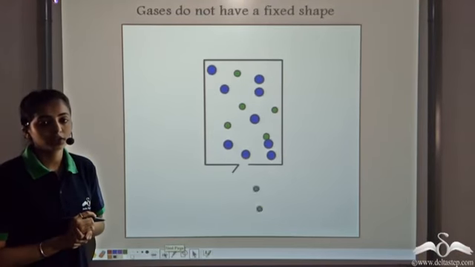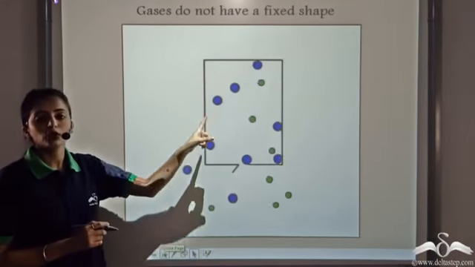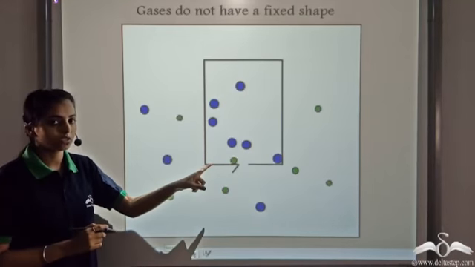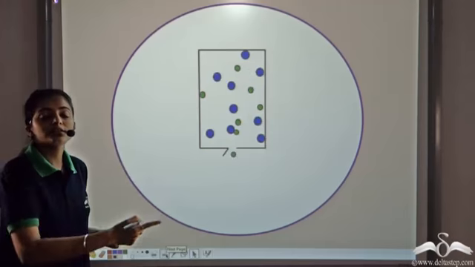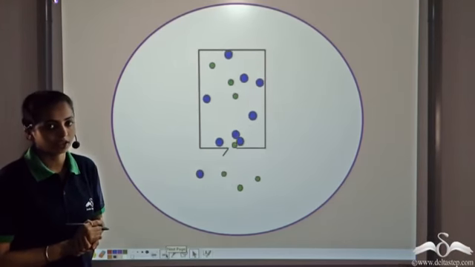Gases do not have a fixed shape. They take the shape of the container in which they are enclosed. Whatever the shape of the container may be, they take the entire space of the container in which they are enclosed.